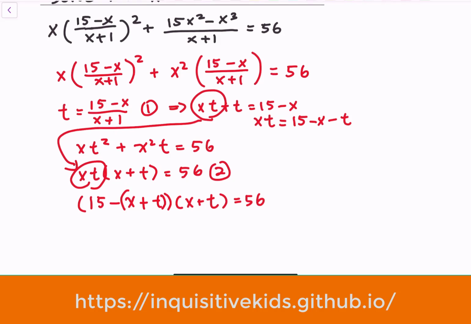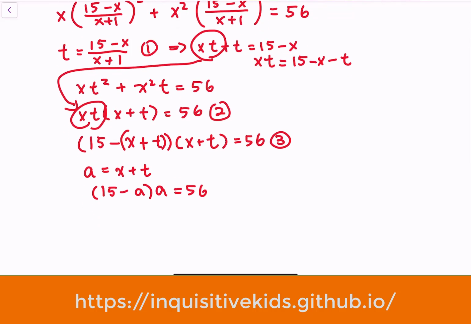Here, we see that the expression x plus t repeats multiple times. Because it's an expression, we can just use another variable to represent it as a whole. Let's use the variable a. a can be used to represent x plus t. So we can rewrite equation number 3 as (15 minus a) times a is equal to 56. And then we can use the distributive property: 15a minus a squared is equal to 56.